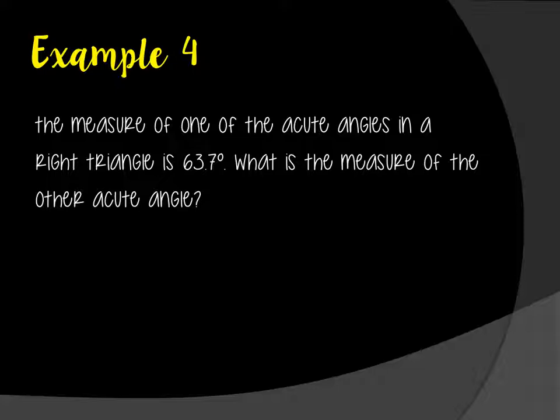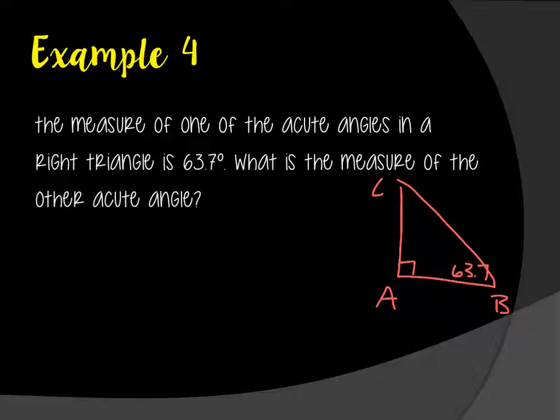The measure of one of the acute angles in a right triangle is 63.7 degrees. What is the measure of the other acute angle? So again, we have a right triangle, and we can call this one ABC again. One of the angles is 63.7, and we need to find the other angle, angle C.